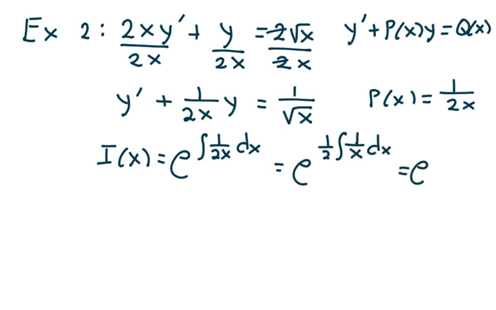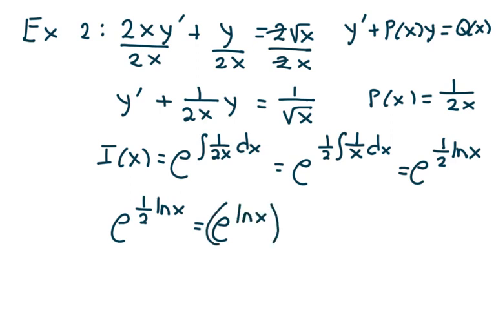But this is e to the 1/2 natural log of x. But remember that e to the 1/2 natural log of x is e to the natural log of x to the half. But this is x to the half. Okay, and I'm going to multiply both sides right here by x to the 1/2.